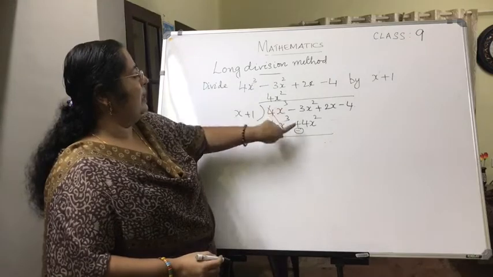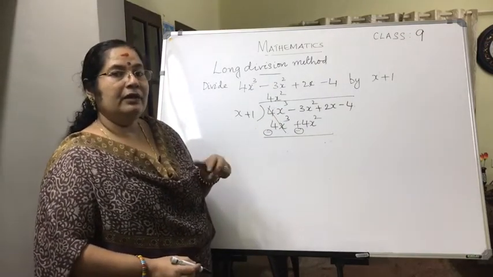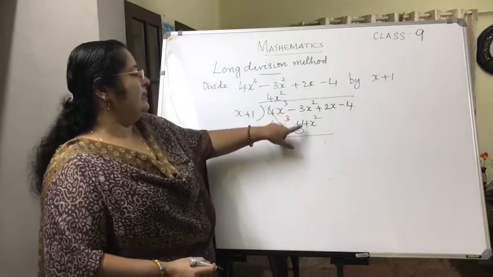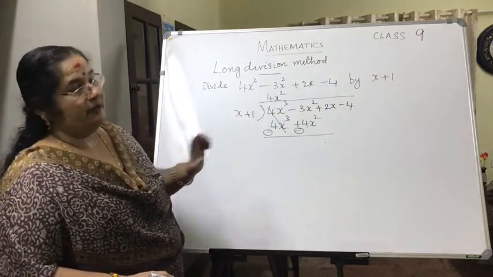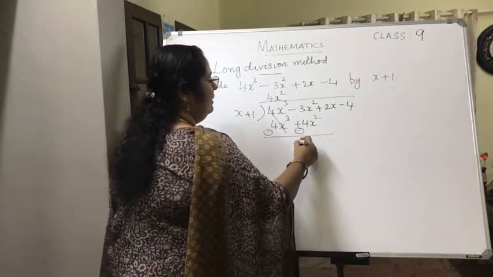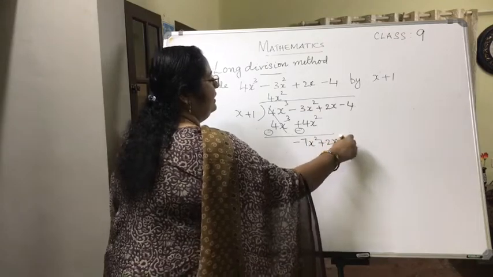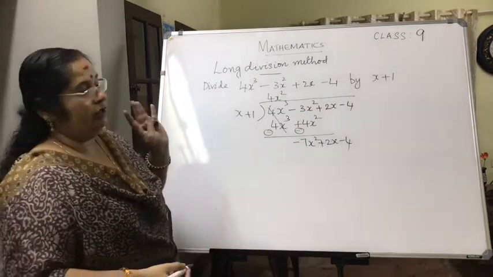Minus 3x square minus 4x square. Both are negative. You will add and put the negative sign. So minus 3 minus 4 is minus 7. So the coefficient becomes minus 7. So what is the term? Minus 7x square plus 2x minus 4. The remaining terms we have brought it down.